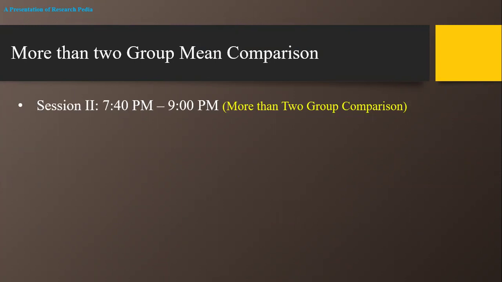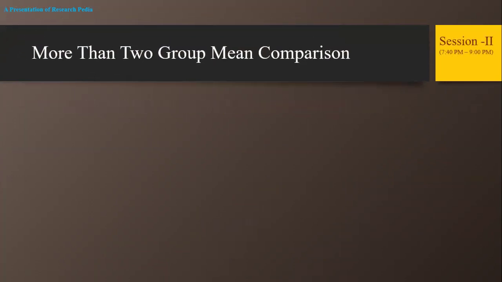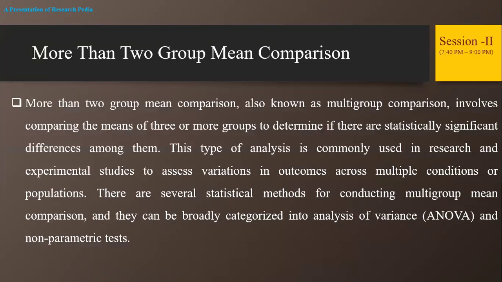This session will start at 7:40 and I would like to complete it before 9 p.m. I am hopeful that it will be completed at around 8:30. In case of more than two group comparison, what are the subcategories of more than two group comparison and what type of cases are we dealing with?